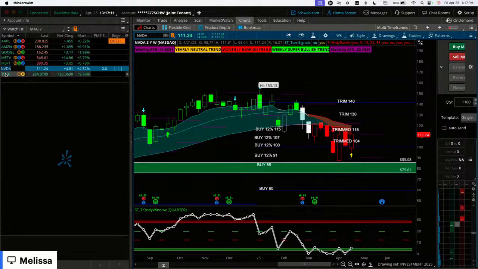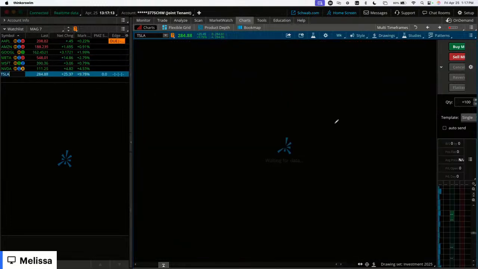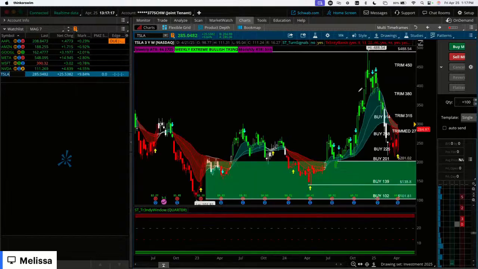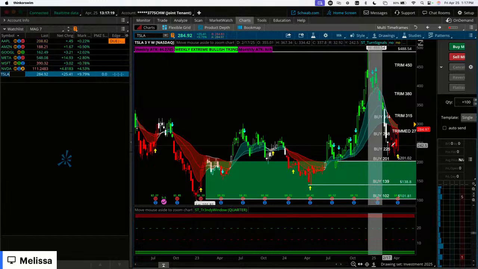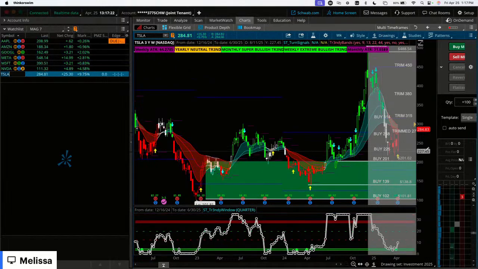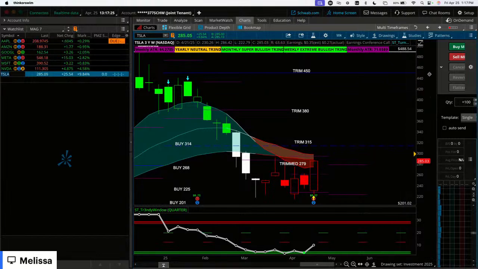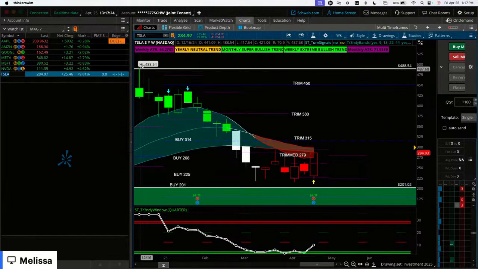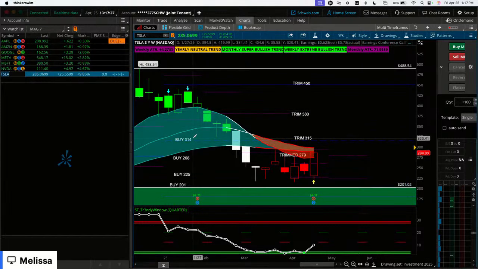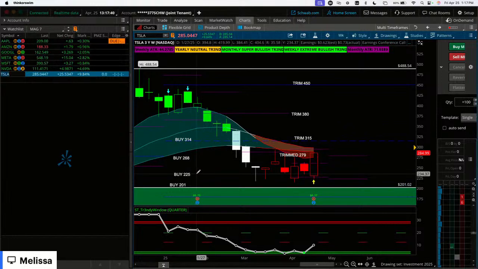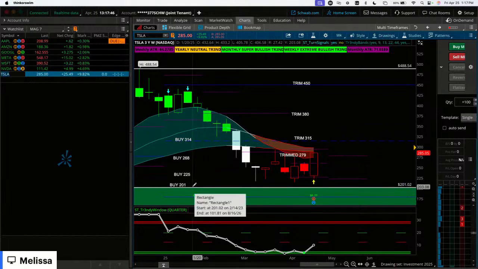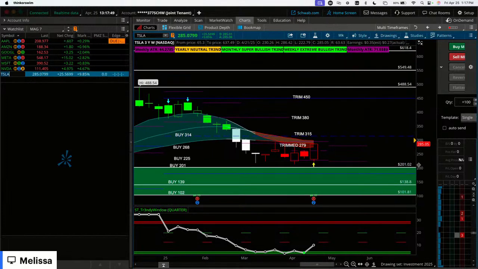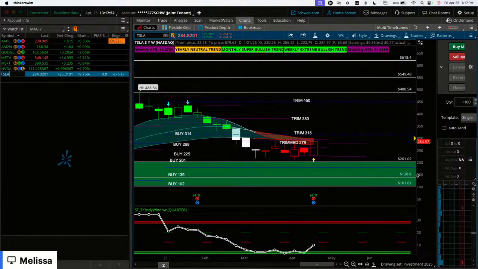All right. And then last but not least for these Mag 7 is Tesla. Tesla, I got down to just 2 shares, believe it or not, because last year it was so bullish that I kept trimming as we made higher highs and got down to just 2 shares. I started buying back at 314, 268, 225. My next buy would be Tesla at 201. Lower than that, I would be a buyer at 139 and 102.